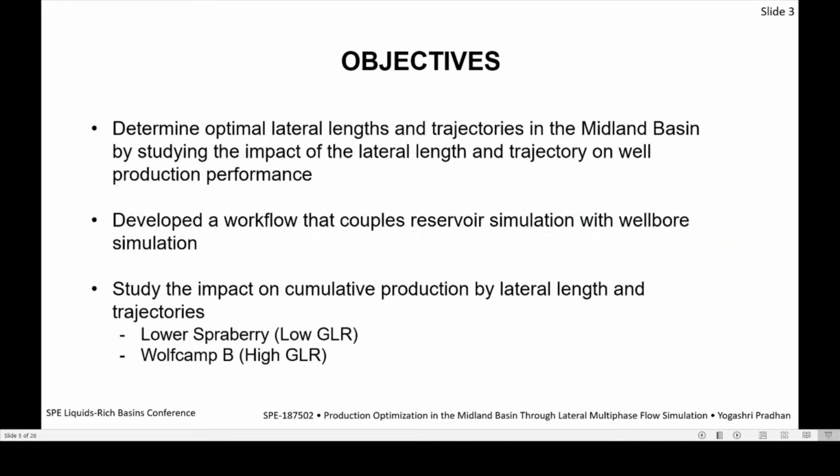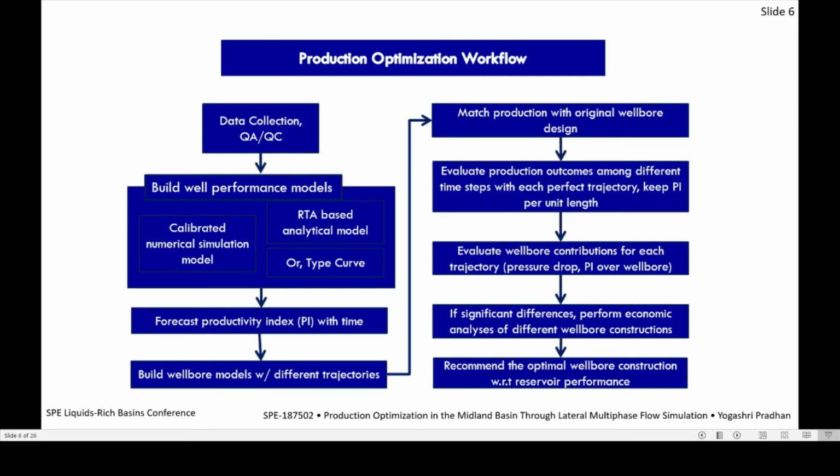Therefore, the objectives of the study were to determine optimal lateral length trajectories in the Midland Basin by studying the impact of lateral length and trajectory on well production performance. We developed a workflow that couples reservoir simulation with wellbore simulation, and we wanted to study the impact on cum production by lateral length trajectories in a low GLR reservoir and a high GLR reservoir. A low GLR reservoir is lower Sprayberry, and a high GLR reservoir is the Wolfcamp B.